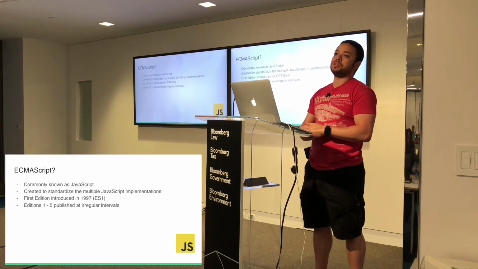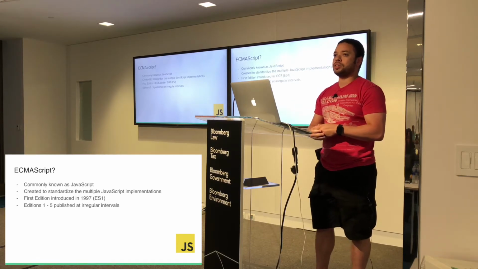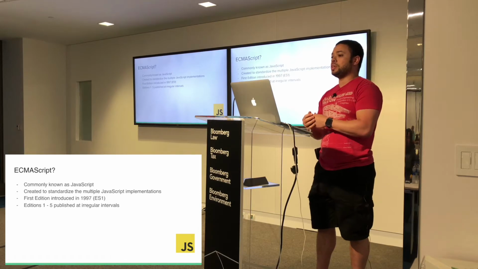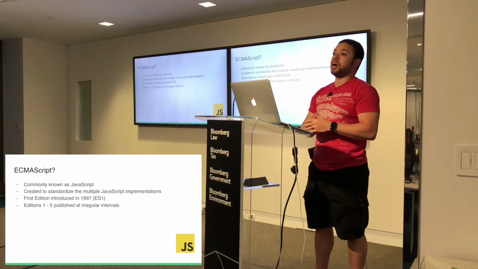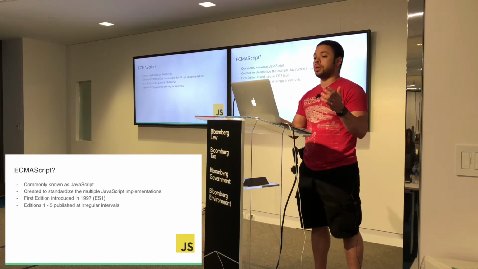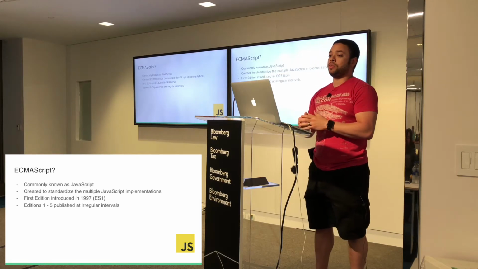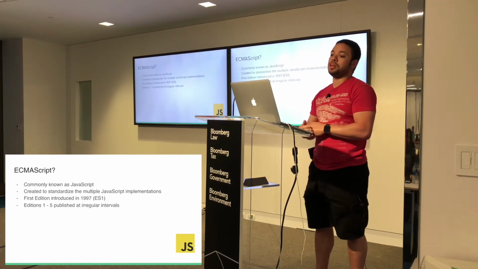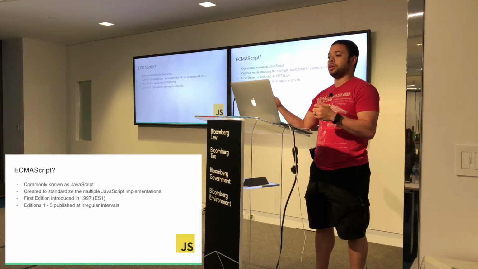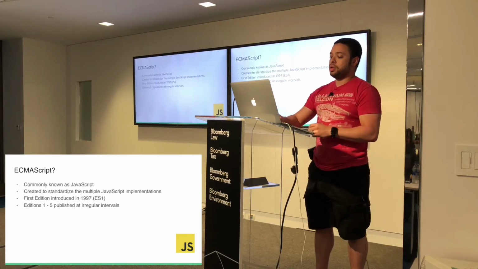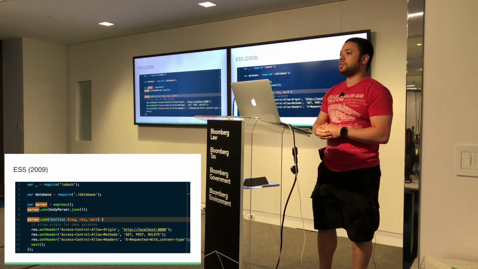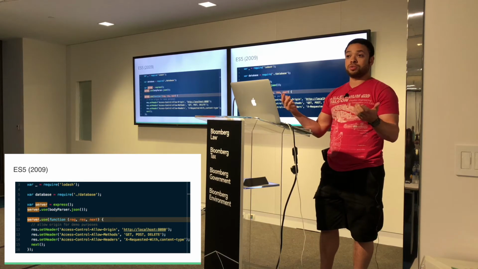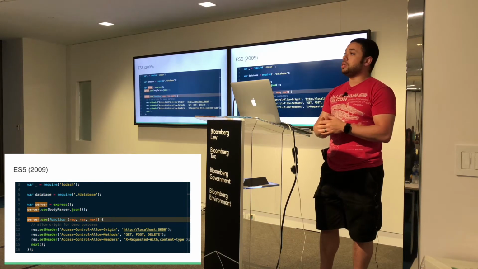ECMAScript was first introduced in 1997 as a way to standardize the previous implementations of JavaScript that had no standard to them. Editions 1 through 5 were published over the subsequent years, but at a slightly irregular interval. The one version that most developers who are called JavaScript developers are using is ES5.